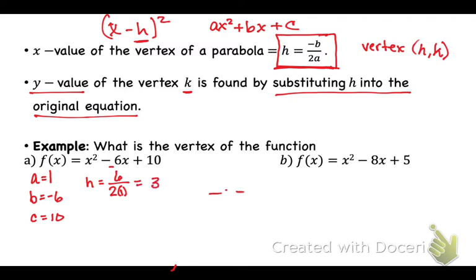3. So how do I find k? I plug in h into the original function. So that is 3 squared minus 6 times 3 plus 10. So 3 squared is 9, minus 18, plus 10. So 19 minus 18 is 1. So k is 1.